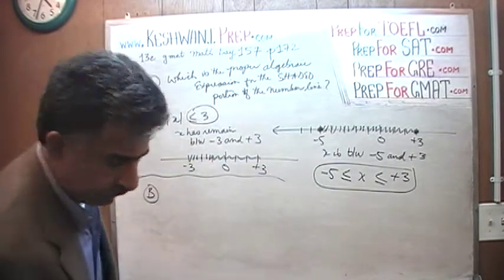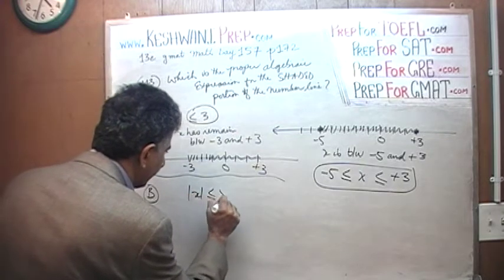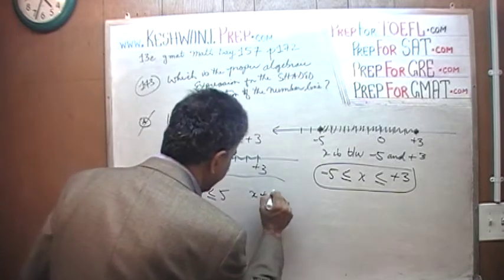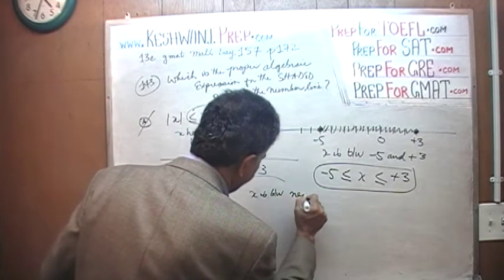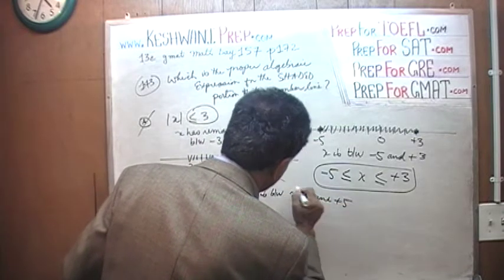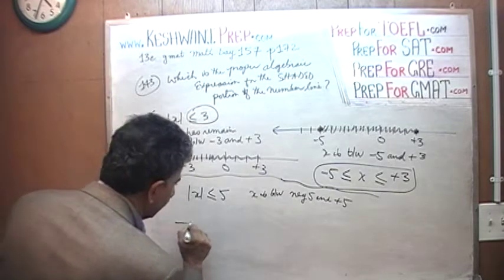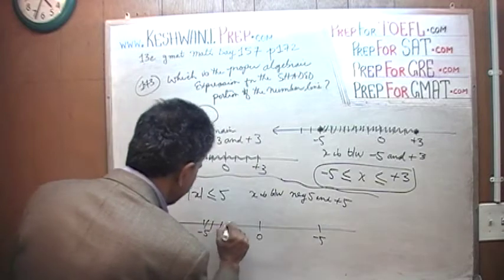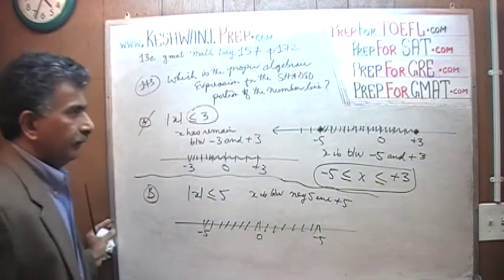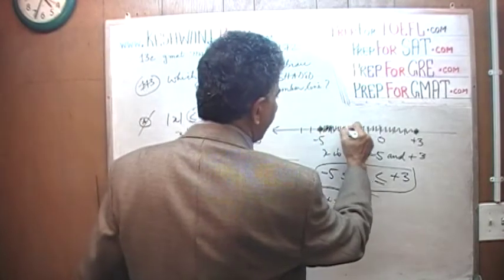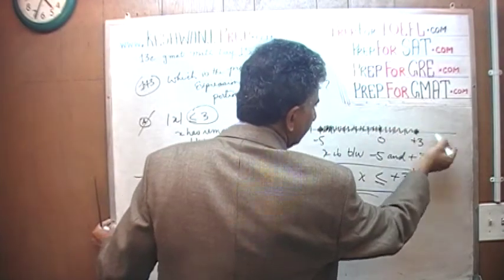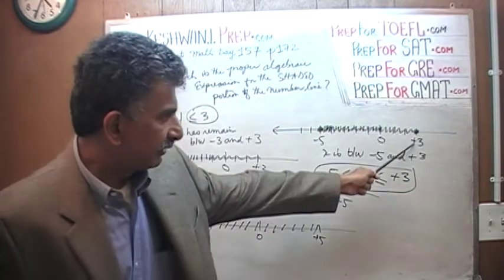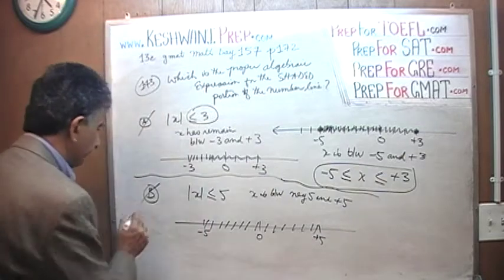In B, they tell us that the absolute value of x is less than or equal to 5, which means x is between negative 5 and positive 5. Right here, between 0, there's a negative 5, there's a positive 5, x falls somewhere here. Now this portion is fine. Between negative 5 and 0 is fine, but it cannot go beyond 3. This one is going all the way up to positive 5. It cannot go all the way up to positive 5 because this one stops at positive 3. That's not right. Let's look at C.